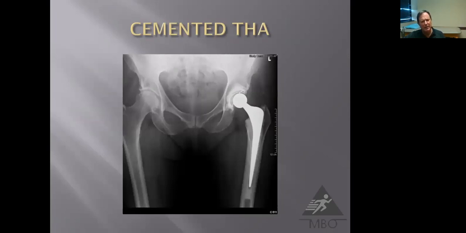But the problem with the cement is you put it in and it's as strong as it's ever going to be the day you put it in. And then it loosens over time. And sometimes the body sees a little bit of the cement debris and it attacks it because it recognizes it as being a foreign body. And in doing so, it kind of eats away at the bone and can cause loosening.